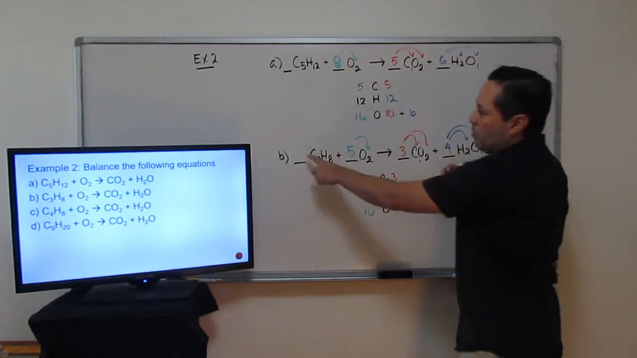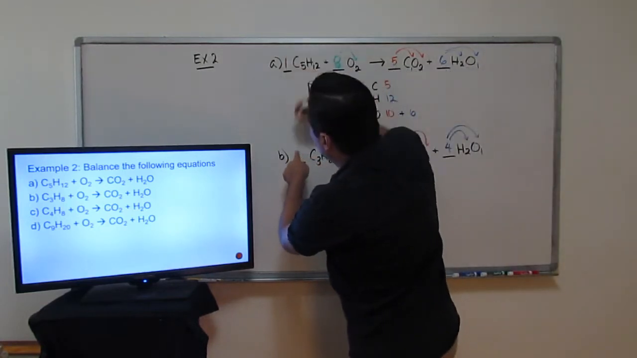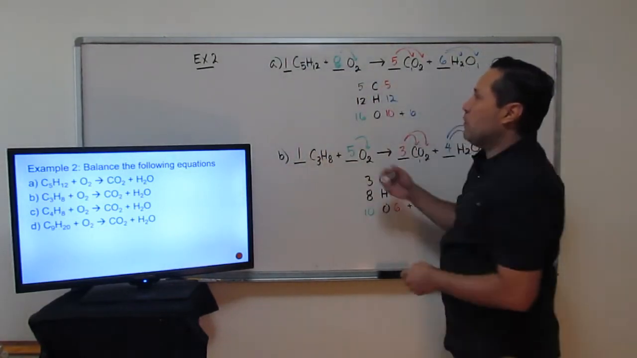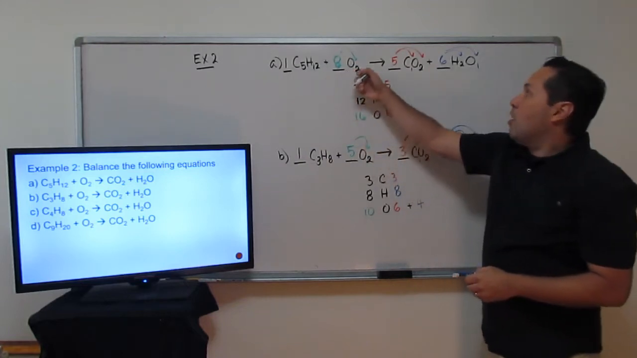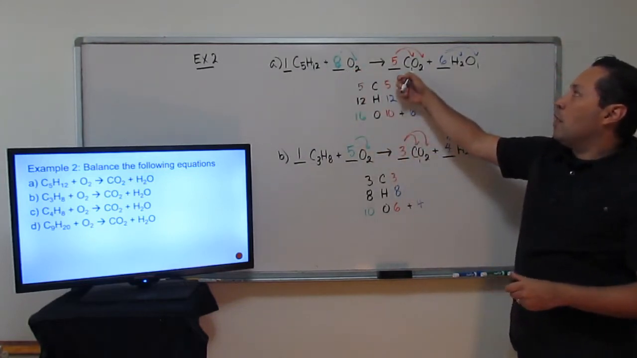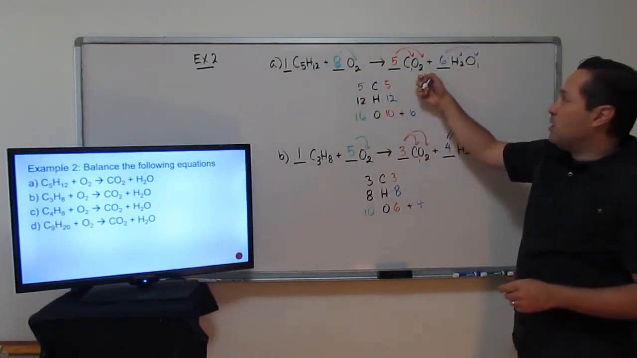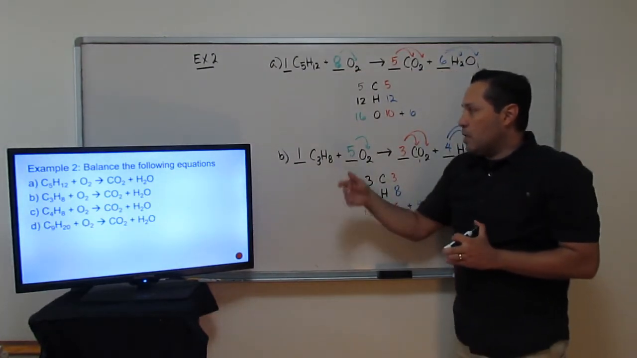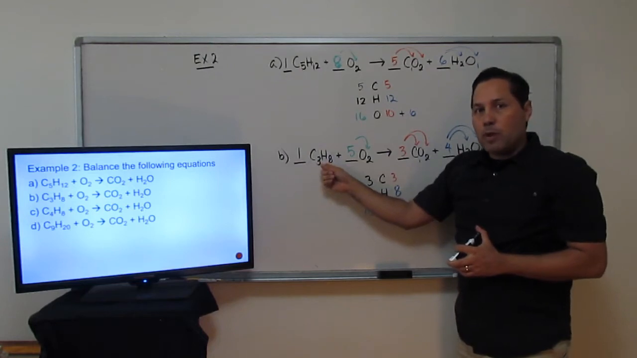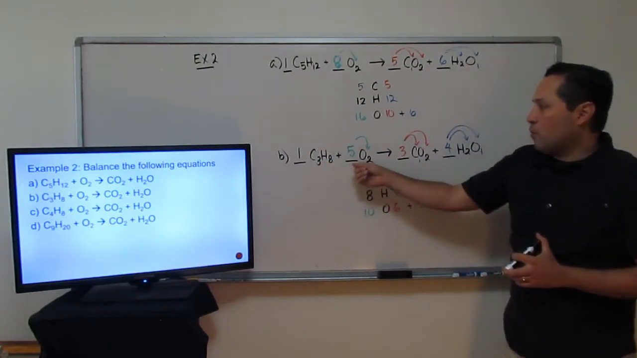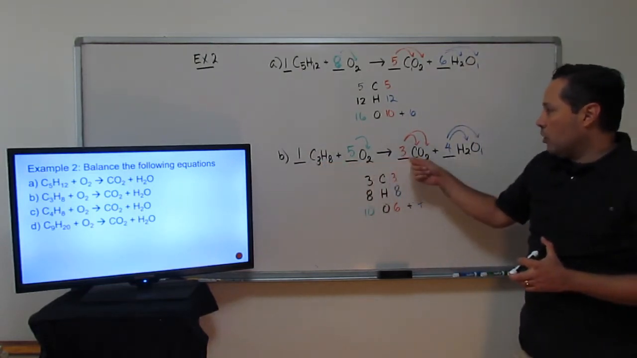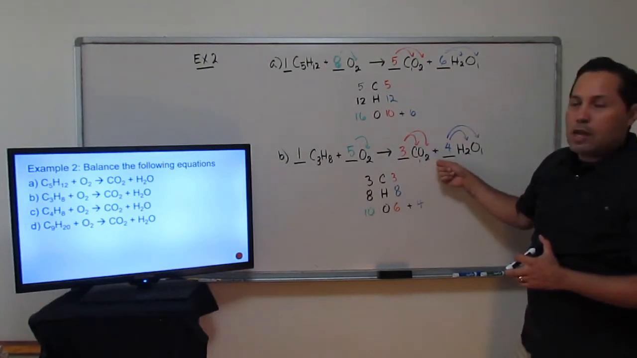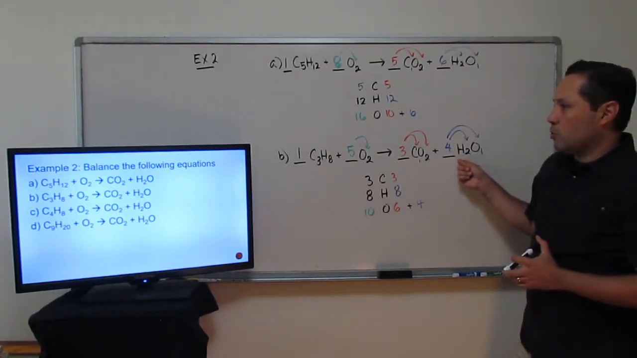Now, of course, any blanks here or there, that means 1. So for this one, for every 5 pentane molecules, you need 8 oxygen molecules. That will give you a yield of 5 carbon dioxides and 6 water molecules. For letter B, for every 1 propane molecule that combusts with 5 molecules of oxygen, that will produce a yield of 3 carbon dioxide molecules and 4 water molecules as well.